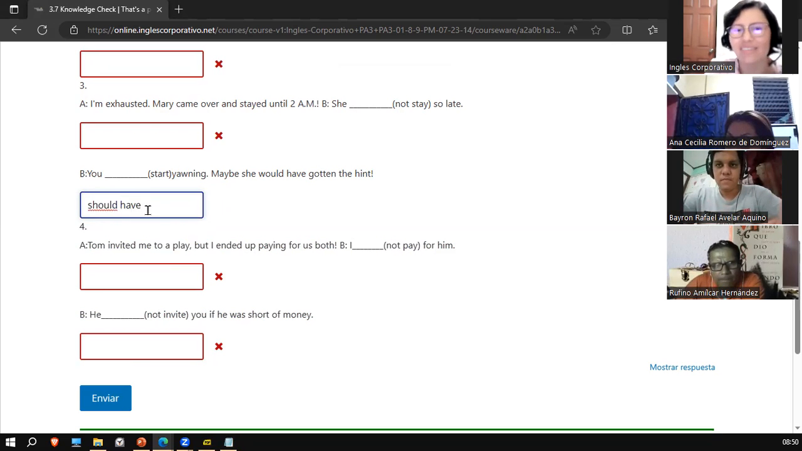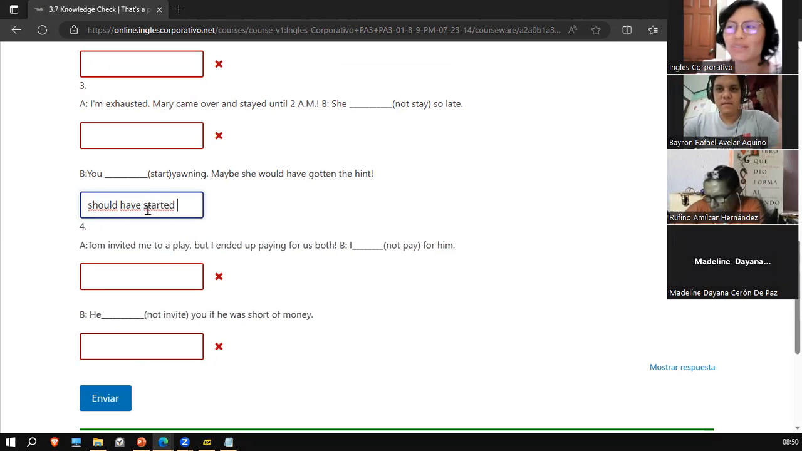¿Y luego? Comenzado a bostezar. Started. Very good. Ok, hasta ahí, ¿verdad? You could have started. Y fíjense que en la respuesta incluye el yawning, fíjense.